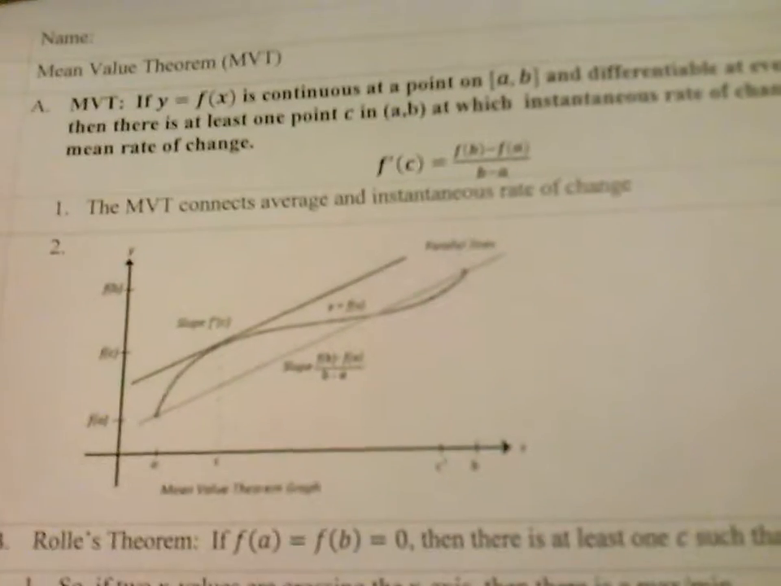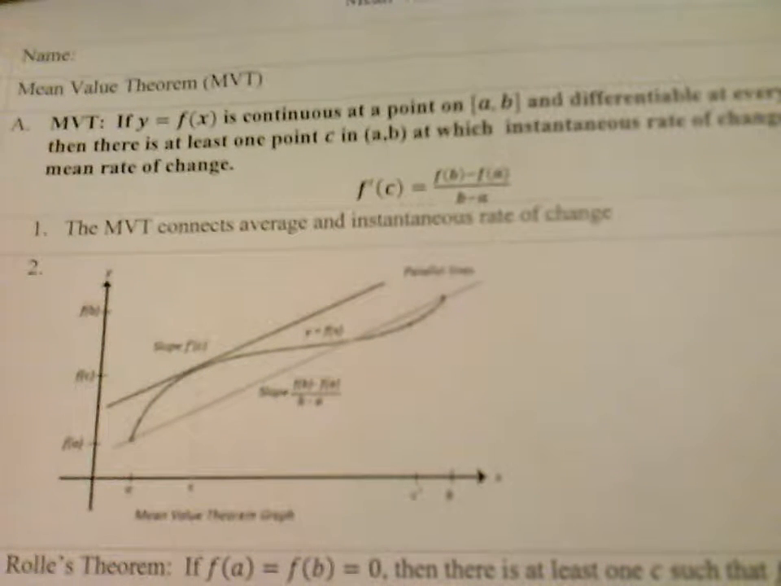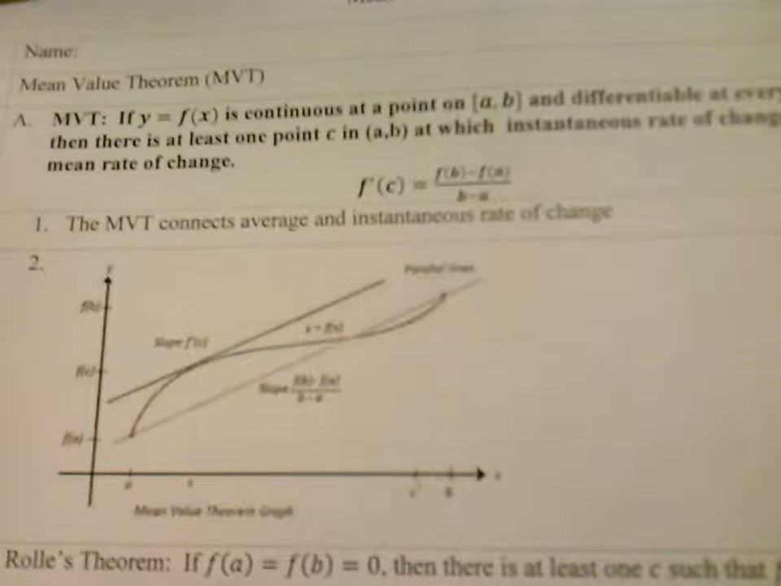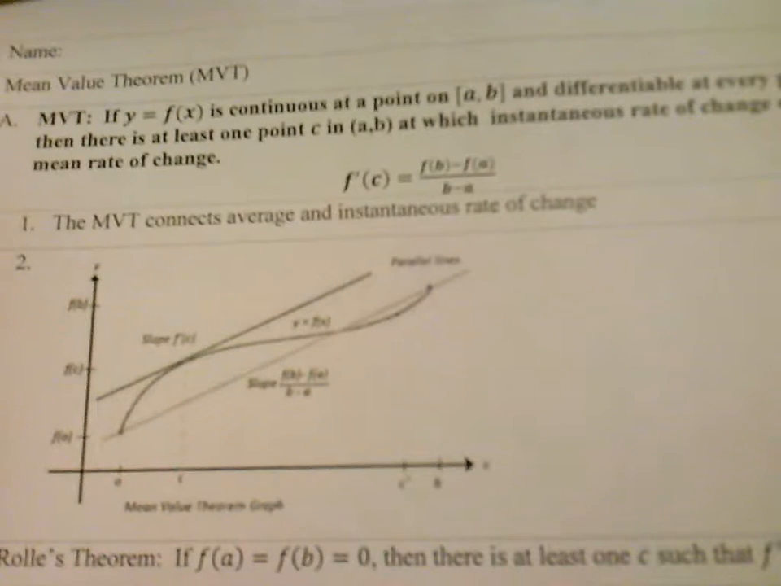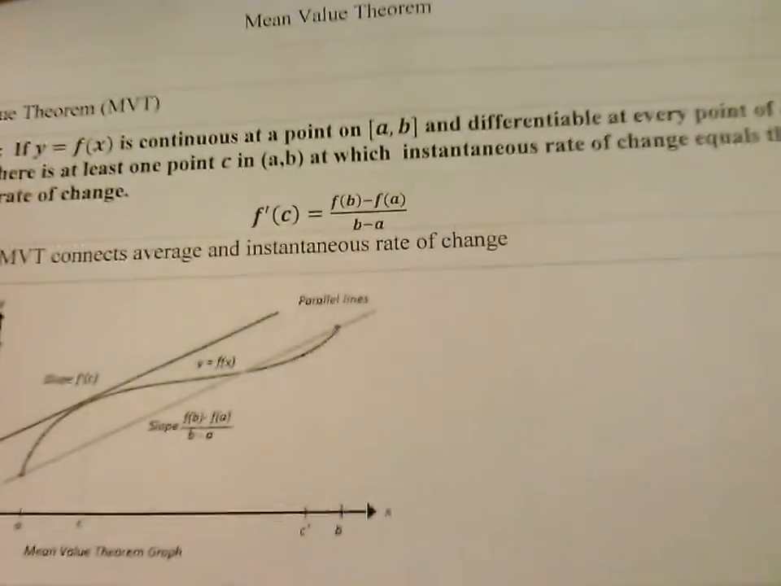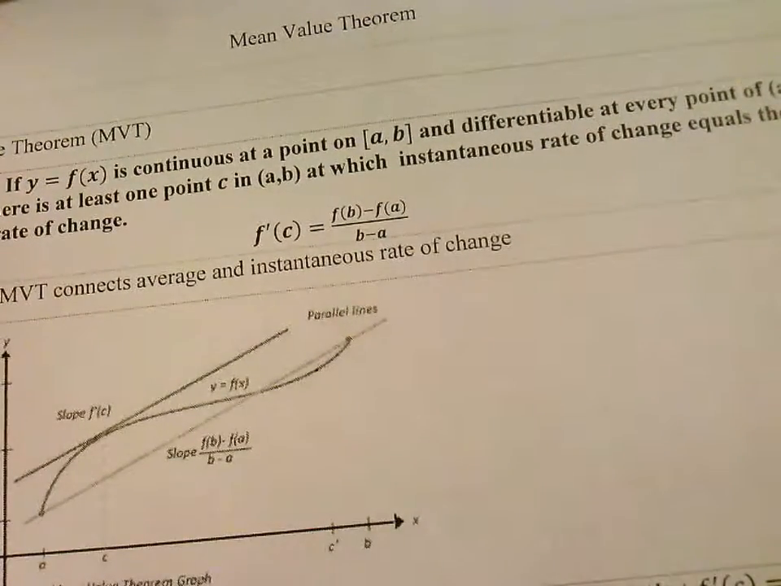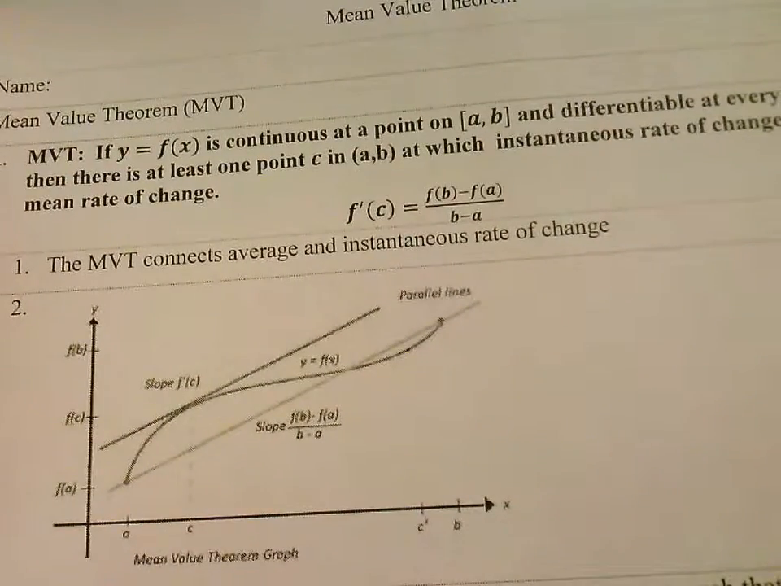Today we are going over the mean value theorem. This is also a good AP Cal question. When you justify things, they want to see the mean value theorem. So, mean value theorem: if y equals f of x is continuous on a closed interval a to b and differentiable at every point of a to b, then there is at least one point c in the open interval a to b at which the instantaneous rate of change equals the mean rate of change.